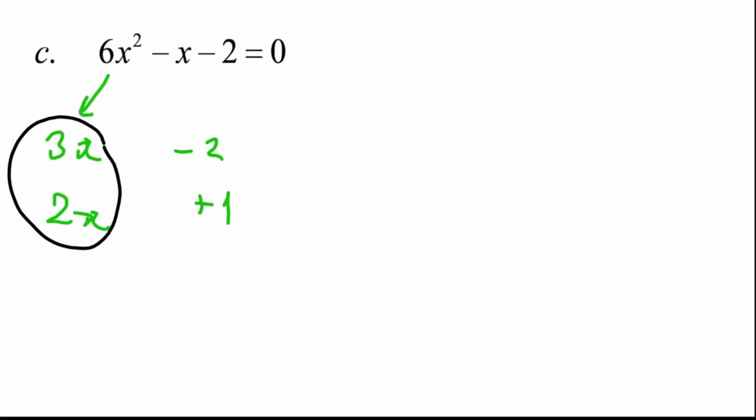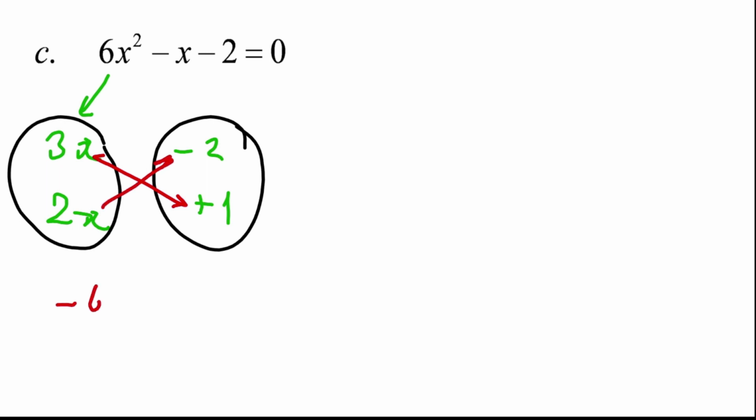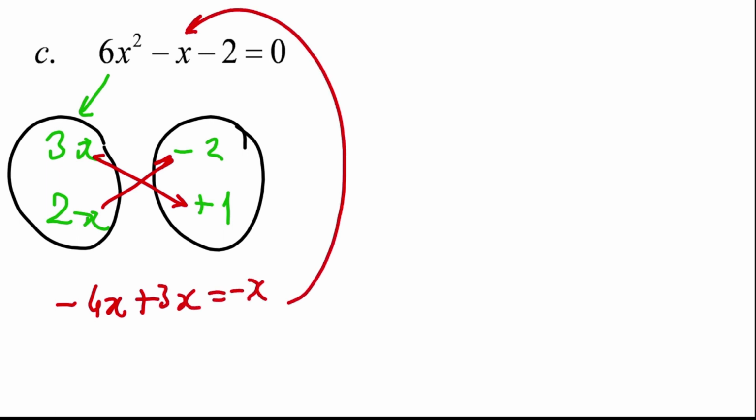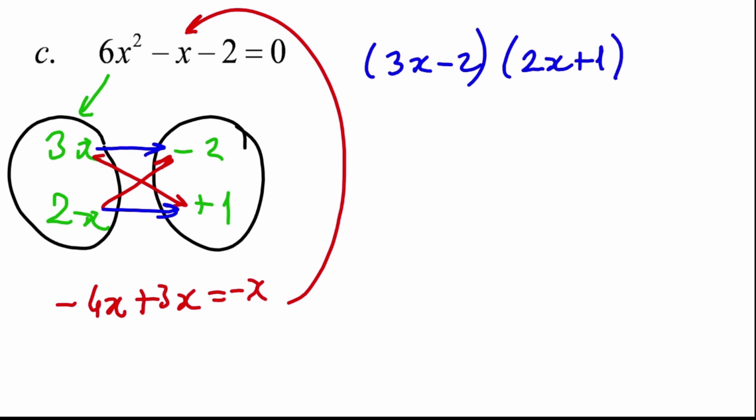First one is done. I mean 3x times 2x, 6x squared. -2 times +1, -2. The sum of the cross products has to give us the middle term, which is -4x plus 3x, -x. It means the middle term. So we are doing it right. However, we need to be careful. What I mean, we need to write in this form. Got it? 3x -2 times 2x plus 1 is 0.